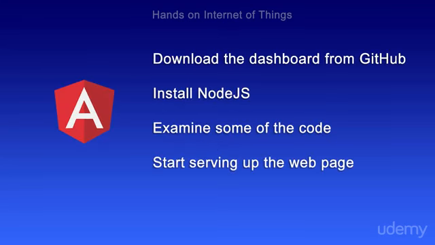In this module, we're going to download the dashboard from GitHub. We're going to install Node.js, examine some of the code, and then start serving up the web page. This dashboard is already built, and it would take a whole other course to go over everything in it, but I'll give you a good idea of how it works. You're free to modify it in any way you like. This dashboard could be a starting point for your amazing project.